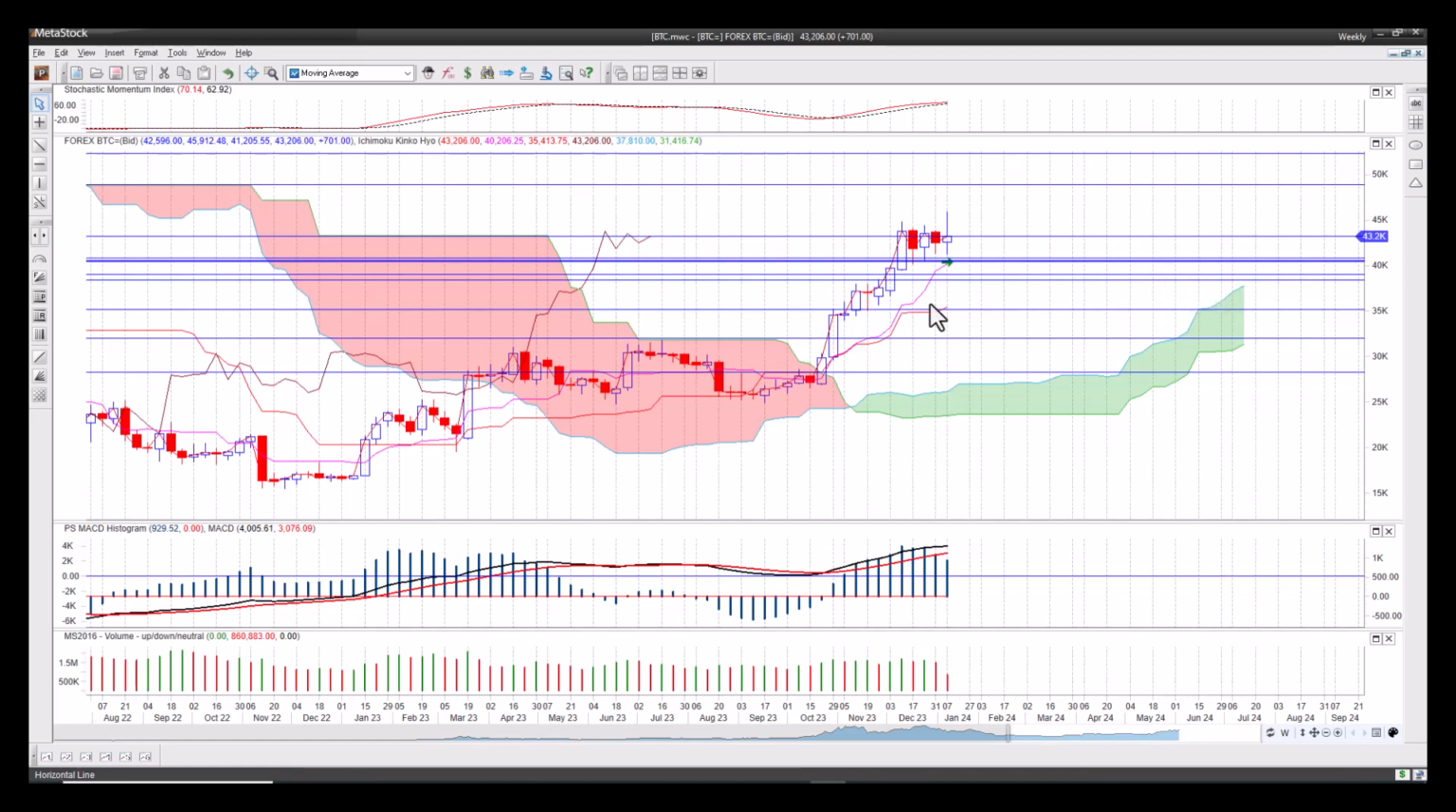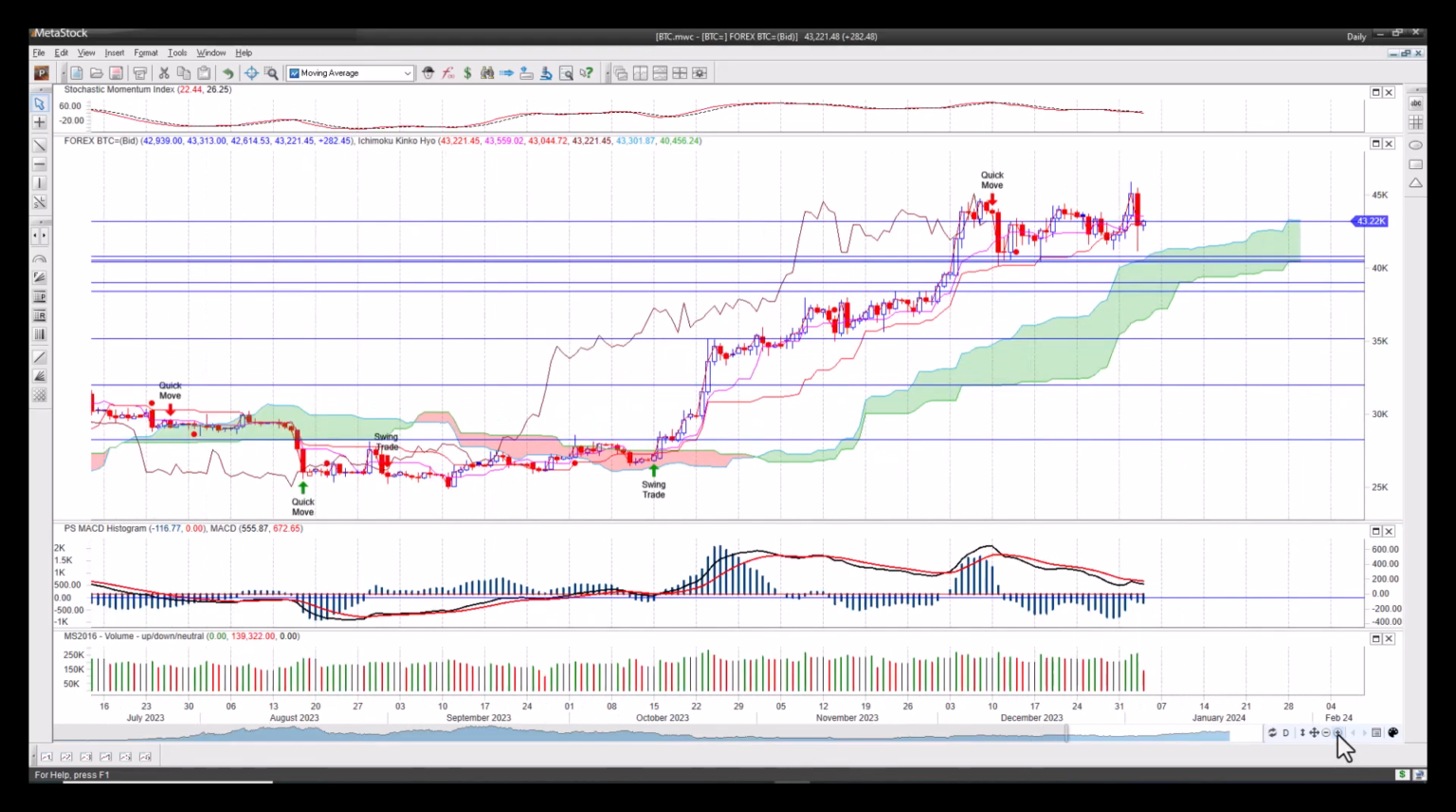So a little bit extended from the top of the cloud, consolidation risk back down to the standard line of the cloud, 39,000, and then maybe another attempt at breakout past this 43 towards 48, and then ultimately 52,000 to the upside. That's the Ichimoku cloud chart analysis on the weekly Ichimoku cloud.